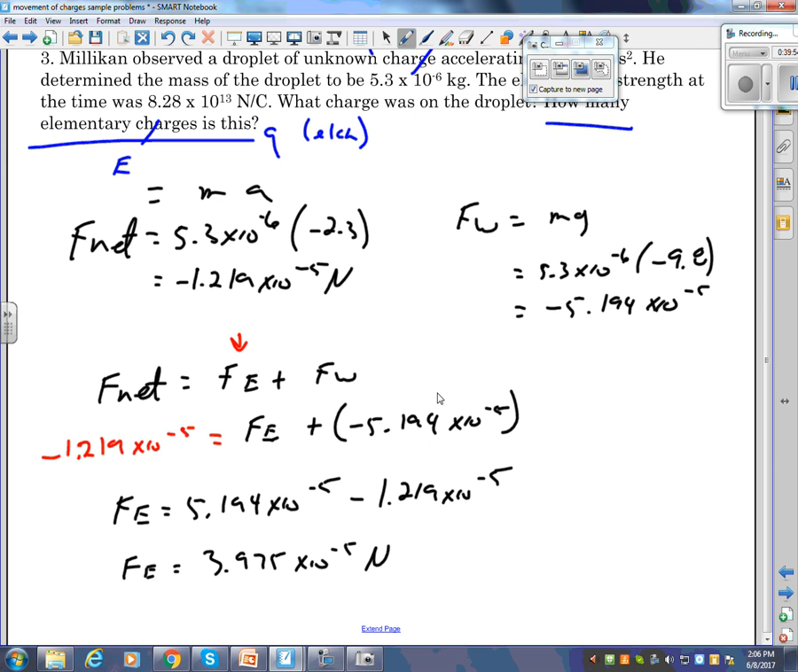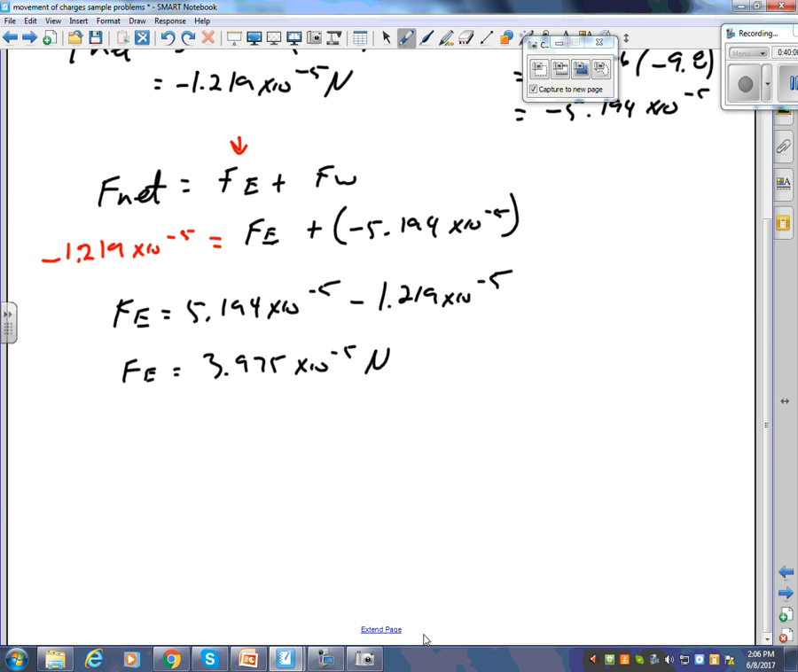Okay, so now we got our FE, and now what can we do? We're going to go back one more step. E is equal to FE over Q. And again, if you make a tiny mistake in arithmetic here, and you show all your steps, 4.5 out of 5. Okay, I will follow it through. Show your work. It's important.